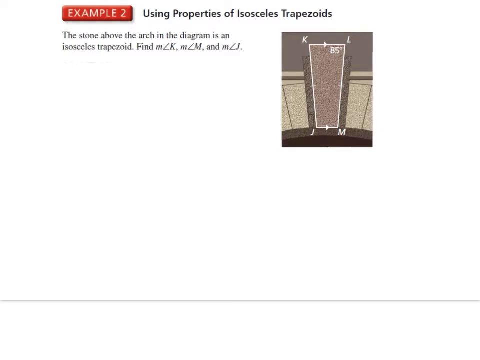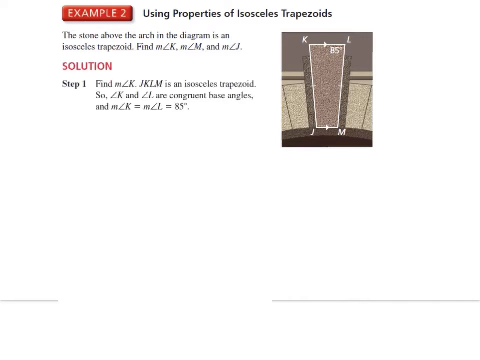Next, let's look at the stone above the arch in the diagram. Is it an isosceles trapezoid? Sorry, it is an isosceles trapezoid. So find the measure of angle K, M, and J. Step 1, we would find the measure of angle K, because since it's an isosceles trapezoid, K and L are congruent base angles. Therefore, measure of angle K is 85 degrees.